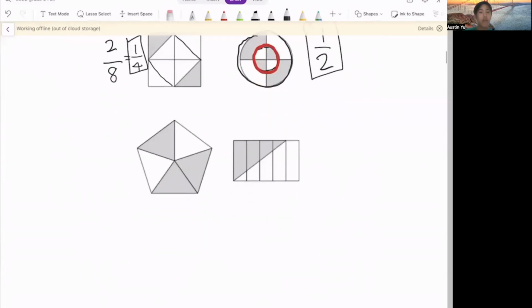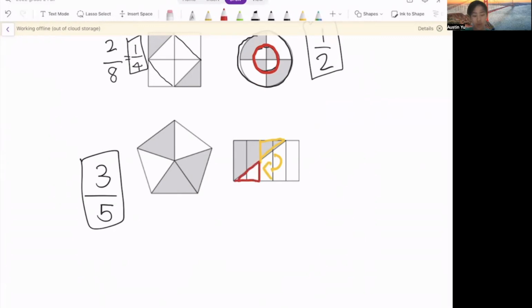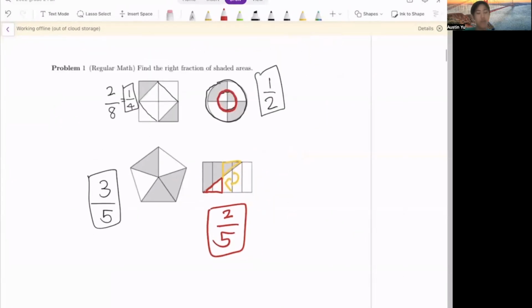For the next one, there are 5 triangles, so 5 is the denominator. Since 3 triangles are shaded, that would be 3/5. Finally, over here, the part shaded in yellow, when carried down to the place marked in red, creates 2 rectangles. Since there are 5 rectangles in total, this would be 2/5. And these are the answers to problem 1.